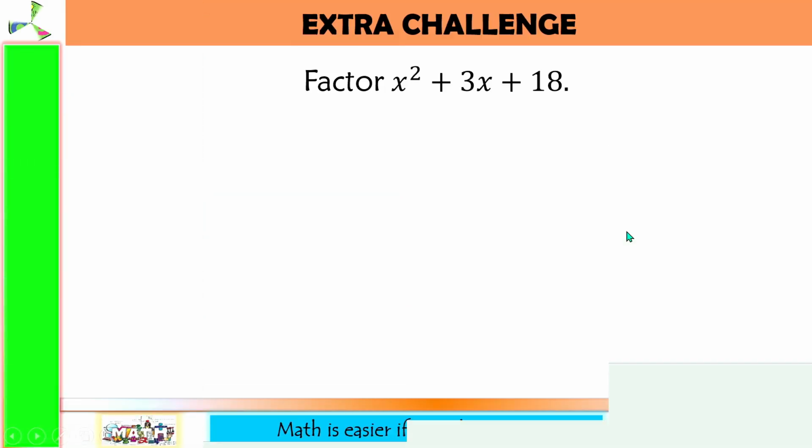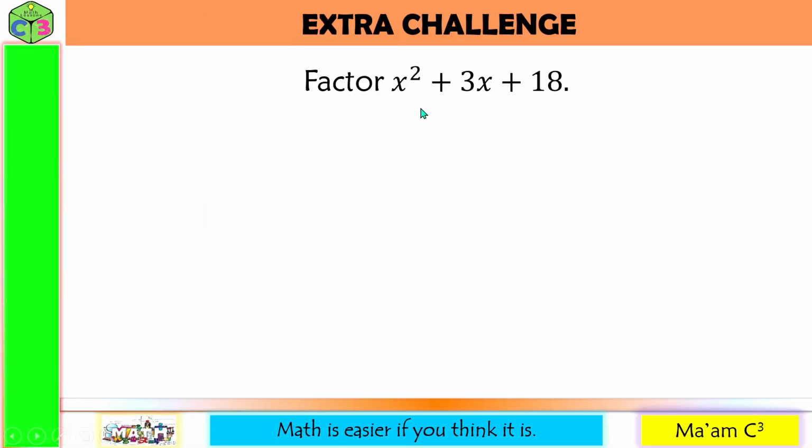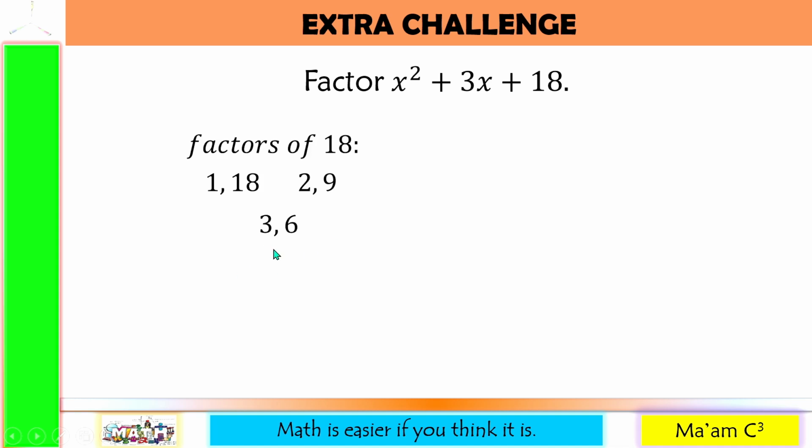Let us do extra challenge. Factor x squared plus 3x plus 18. You may choose whether MA technique or the magic x technique. I'll choose the magic x. So I'll determine the factors of 18. I'll start with 1. So 1 and 18, 2 and 9, and 3 and 6. No other factors. I'm going to create my magic x.